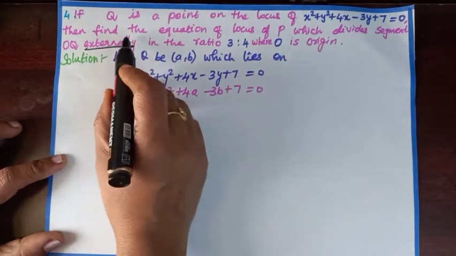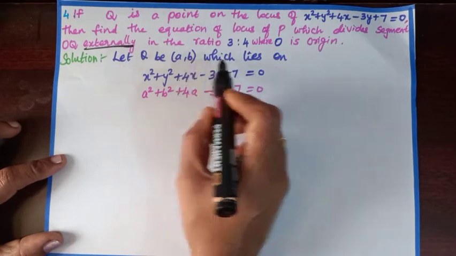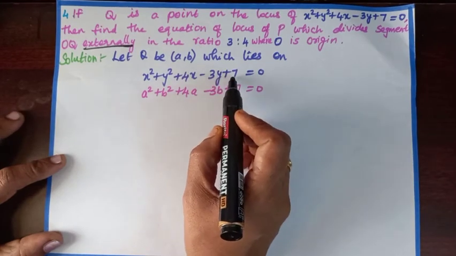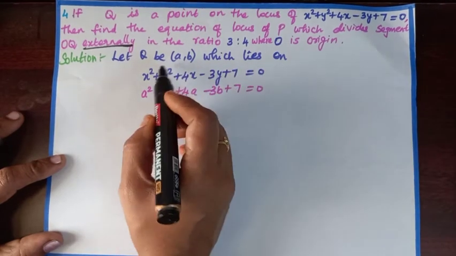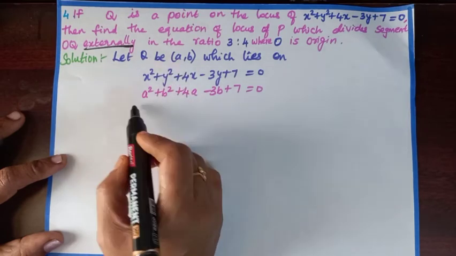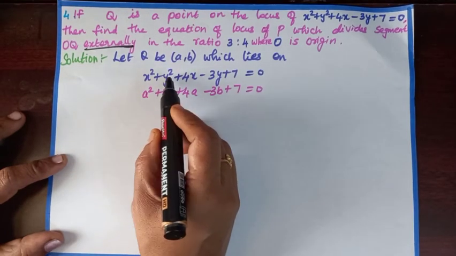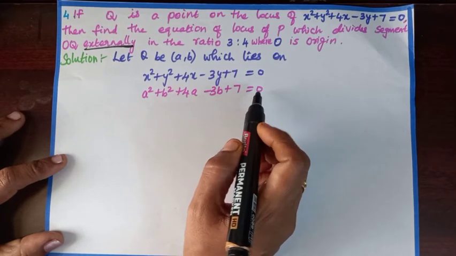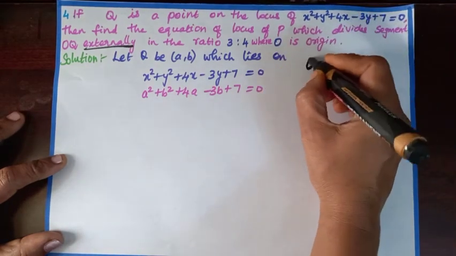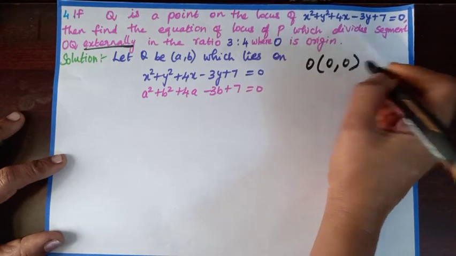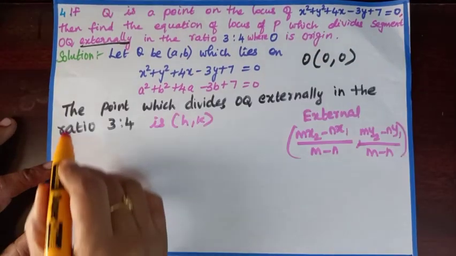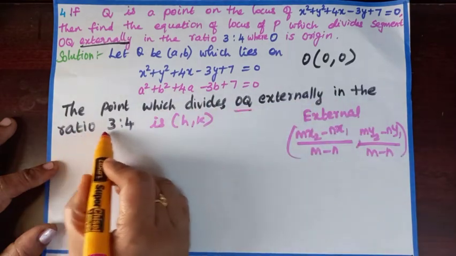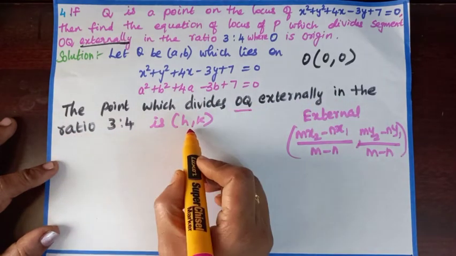Consider Q point as (a, b) which lies on x square plus y square plus 4x minus 3y plus 7 equals 0. Replace x by a, replace y by b. Then we get a square plus b square plus 4a minus 3b plus 7 equals 0, where O is the origin, so (0, 0). The point which divides OQ externally in the ratio 3:4 is (h, k).